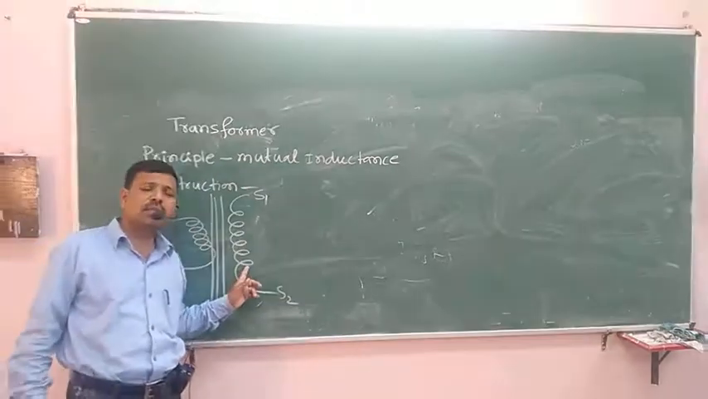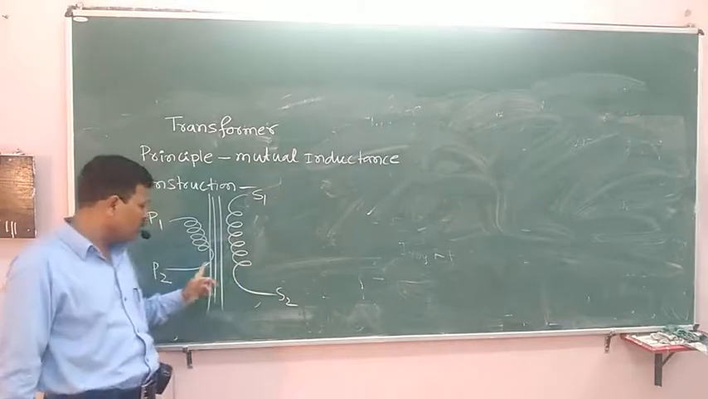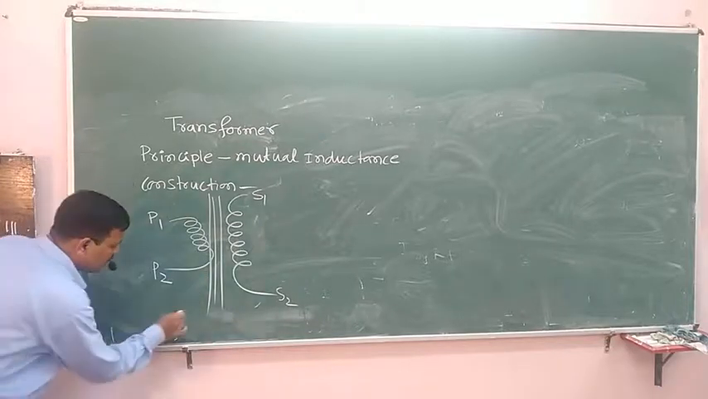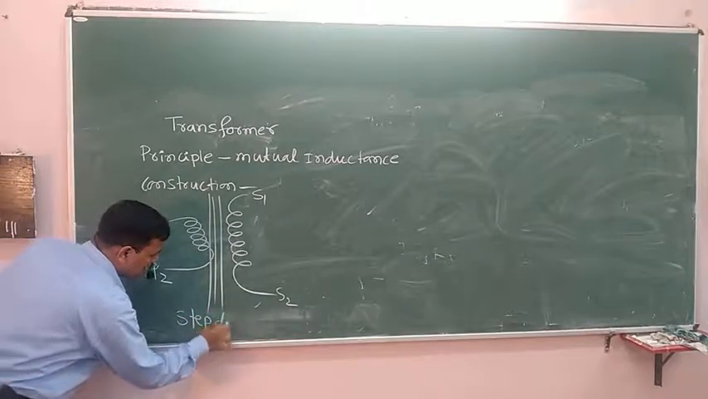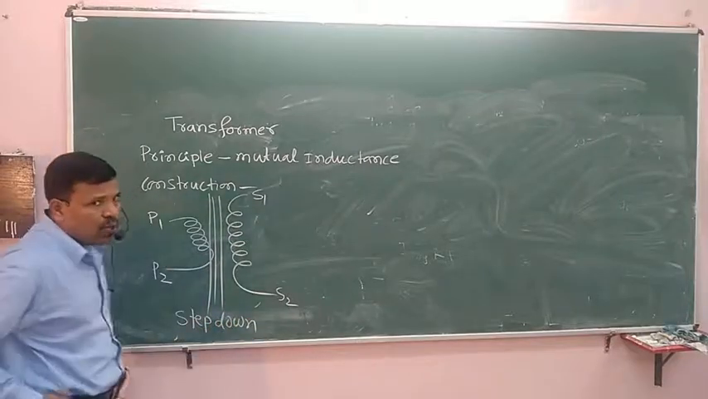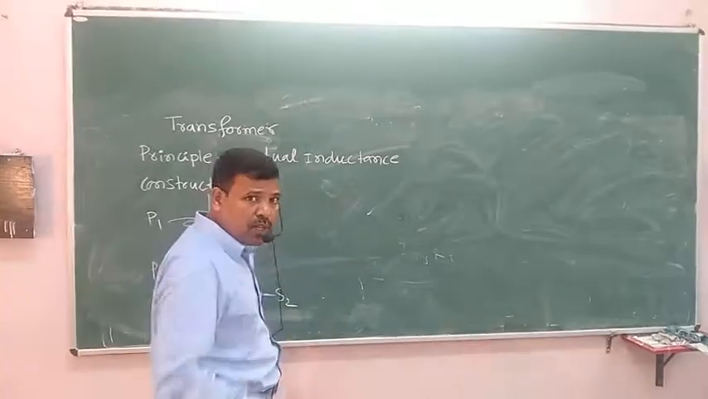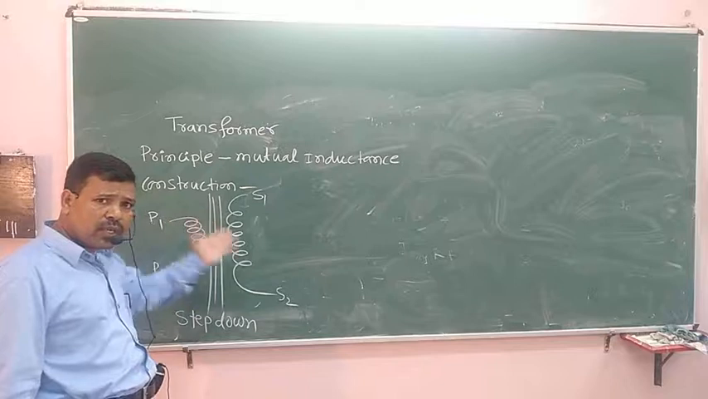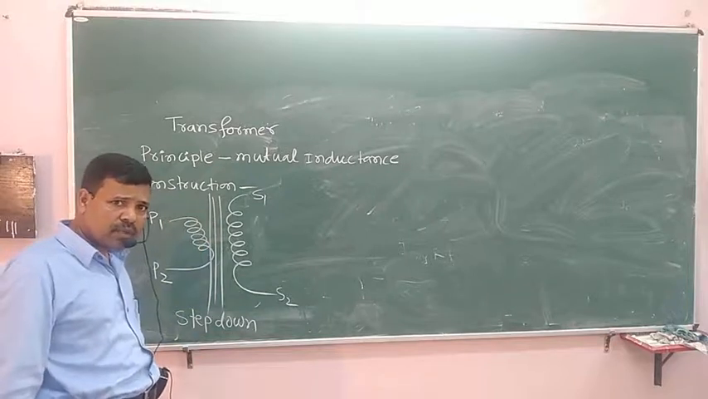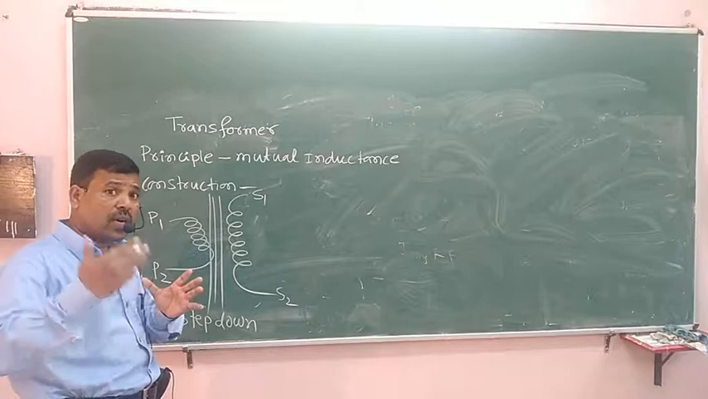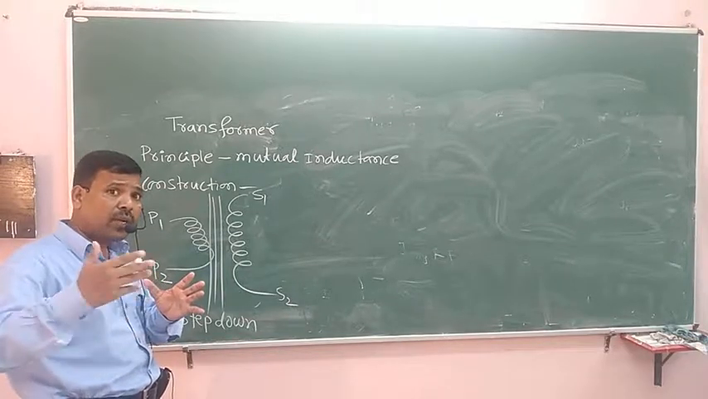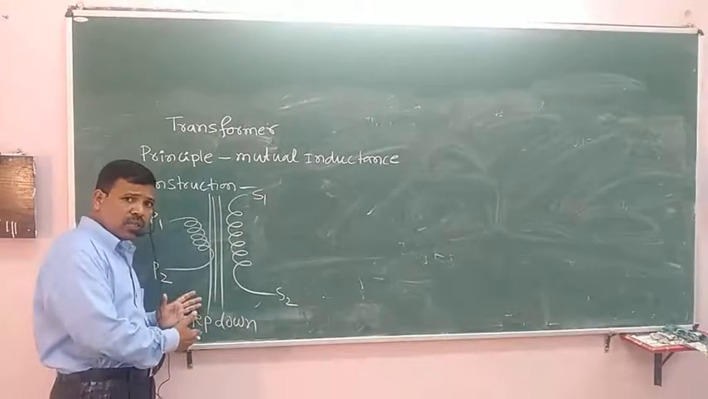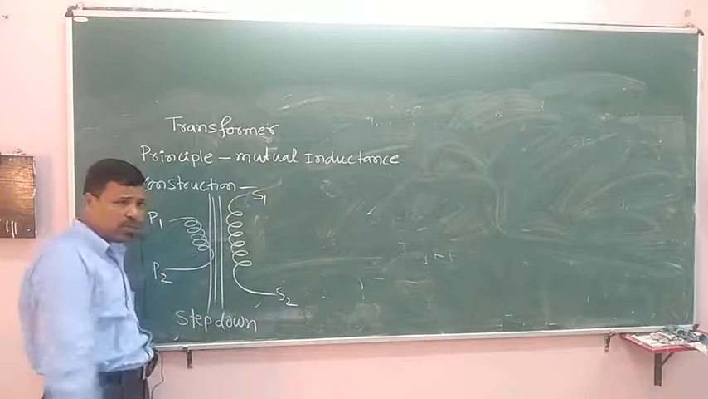If the number of turns in the secondary coil is more than the number of turns in the primary coil, such a transformer is known as a step-up transformer. In a step-up transformer, low AC voltage is converted into high AC voltage. When AC voltage is low, current will be high. When AC voltage is high, current will be less. So here it converts low AC voltage into high AC voltage.